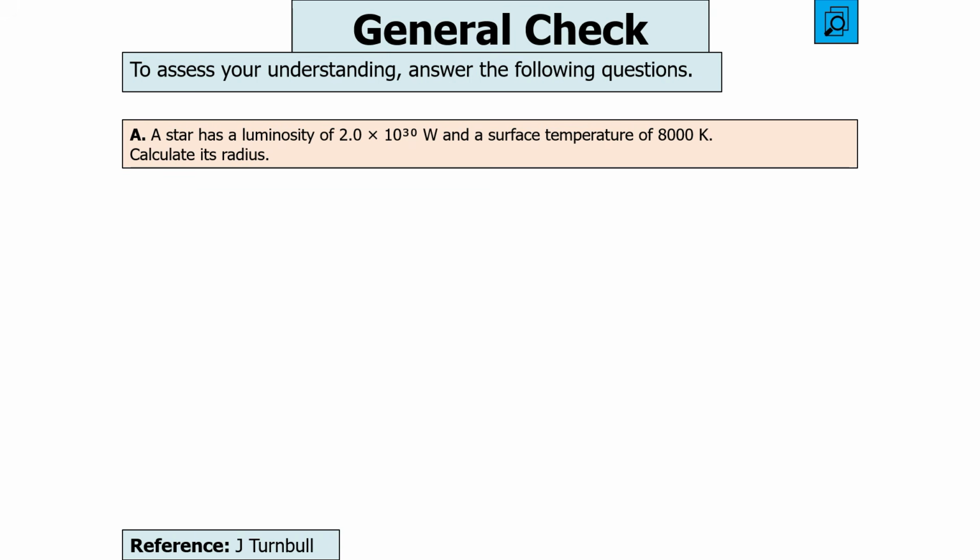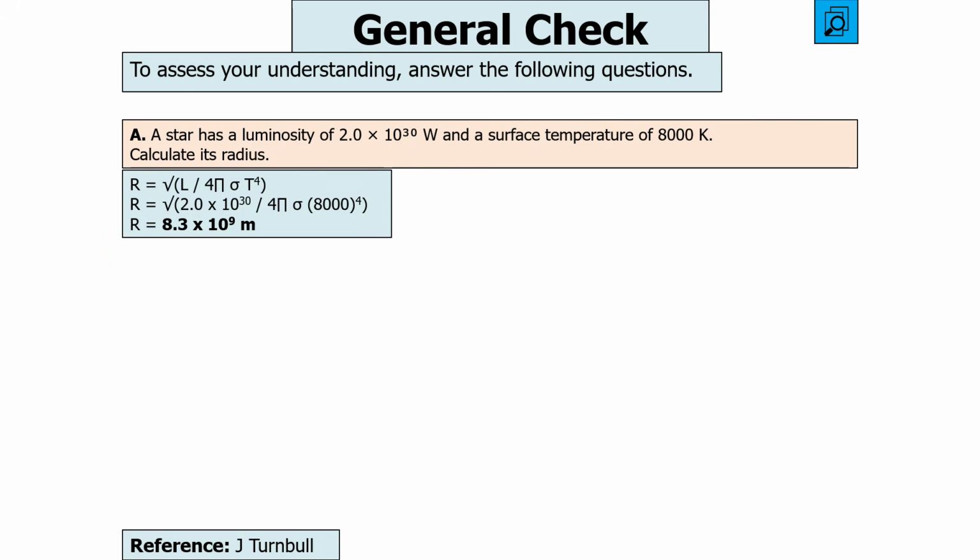A star has a luminosity of 2 times 10 to the 30 watts and a surface temperature of 8,000 Kelvin. Calculate its radius. We rearrange our equation to say r is equal to the square root of the luminosity over 4 pi sigma T to the 4. Pop in all the values, we get 8.3 times 10 to the 9 meters.